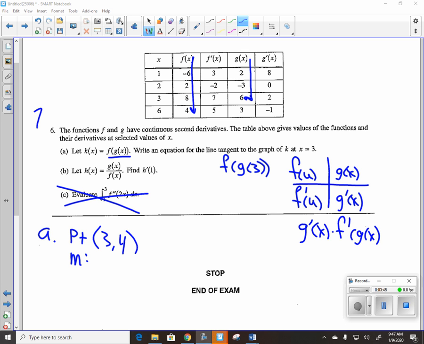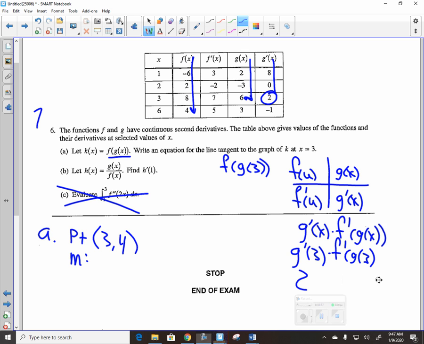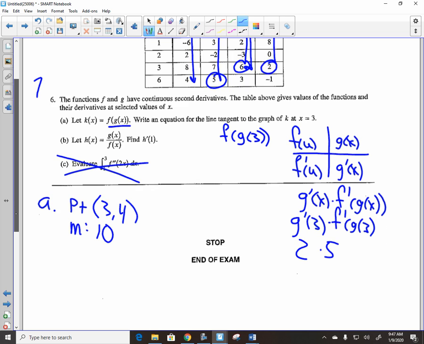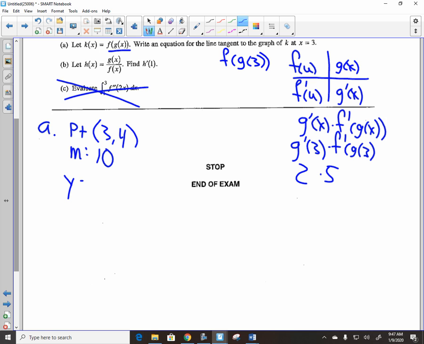So if you want to find the slope, you have to do g prime of 3 times f prime of g of 3. Well, g prime of 3 is 2, times g of 3 is 6, and then f prime of 6 is 5. So the slope is, in fact, 10. So it says, write an equation for line tangent. Y minus 4 is equal to 10 times x minus 3.